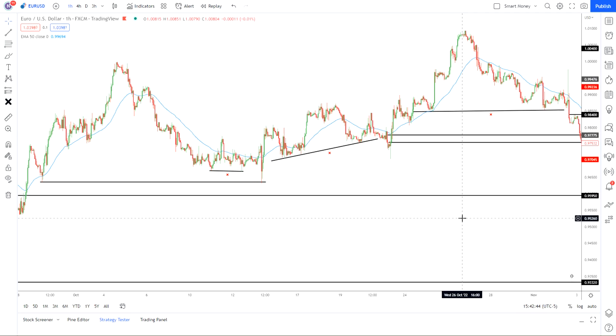So simple to identify and apply, and a great part about it is that it presents itself day in and day out. I literally have about a 90 to 95% success rate with this particular formation, and I'm going to share with you exactly how I trade it in conjunction with all my other smart money confluences.